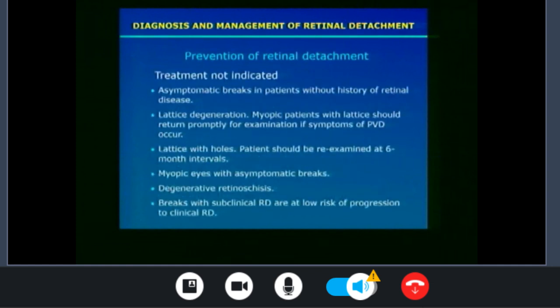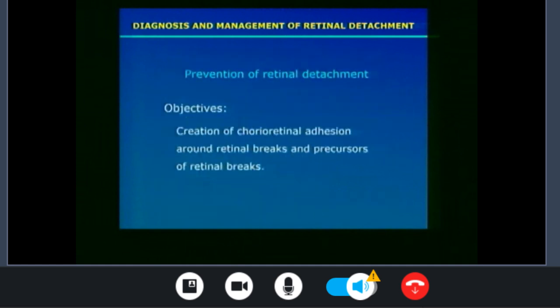Treatment not indicated. You don't need to treat asymptomatic breaks in patients without history of retinal disease. Lattice degeneration. Myopic patients with lattice should return immediately for examination if they develop symptomatic BVD, but you don't need to treat. Lattice with holes. If you have lattice with atrophic hole, the patient should be re-examined at 6 months interval. Don't need to treat. Myopic eyes with asymptomatic breaks, you don't need to treat. Degenerative retinoschisis, you don't need to treat. Breaks with subclinical retinal detachment are at low risk of progression to clinical retinal detachment.